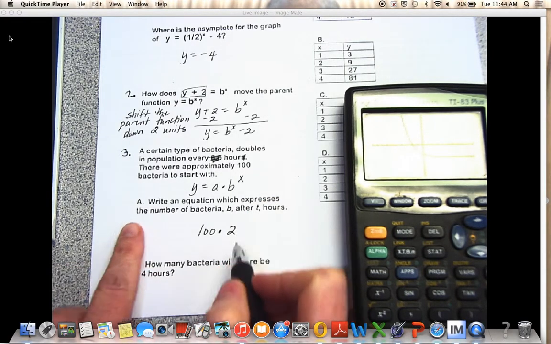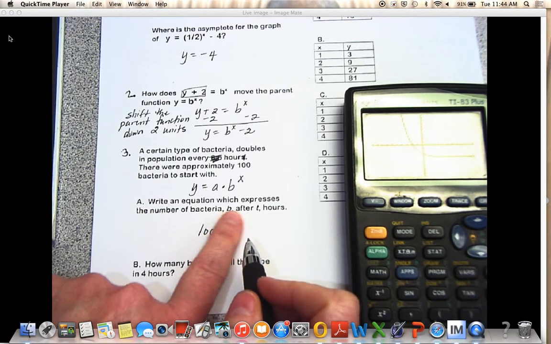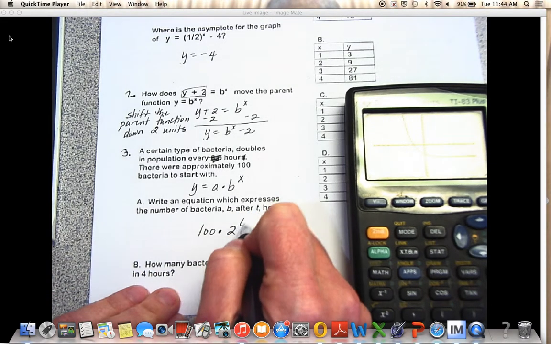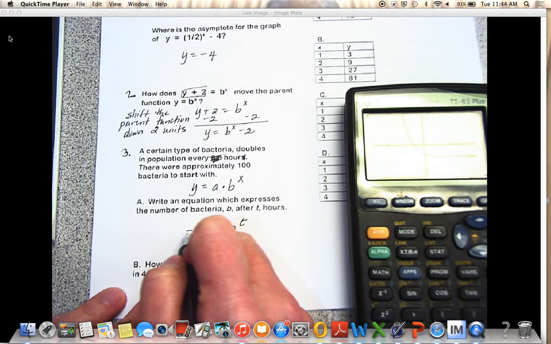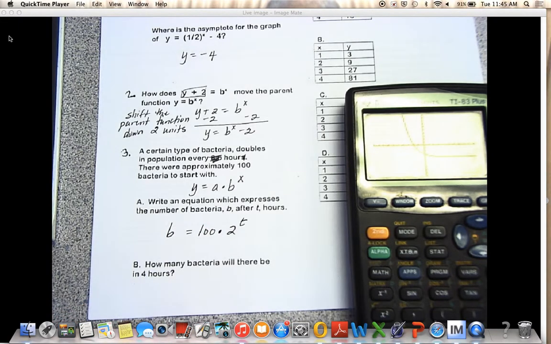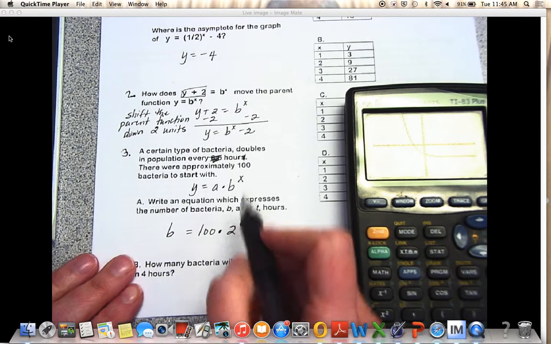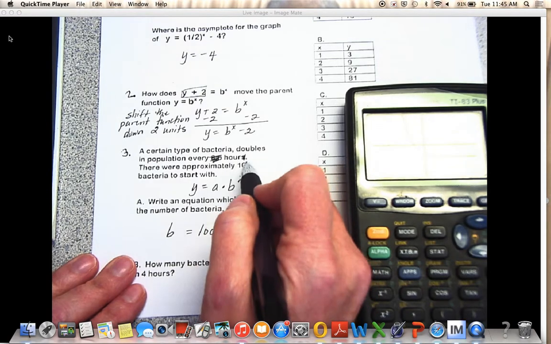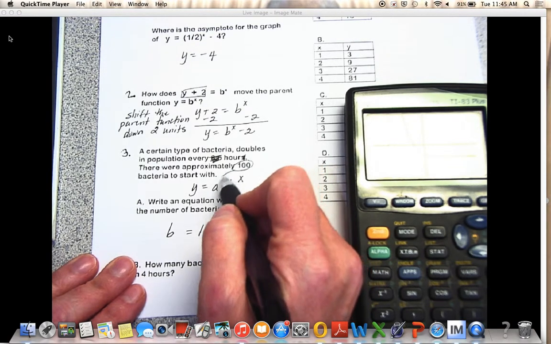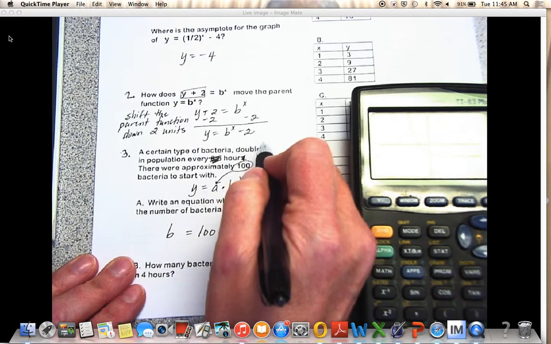And so they asked me on this to use the letters B and T. So I'm going to use after T hours. And over here it would be B equals. So the bacteria will equal 100 times 2 raised to the T. So y'all keep in mind the 100 came from what you started with. That's your A value. This doubles.